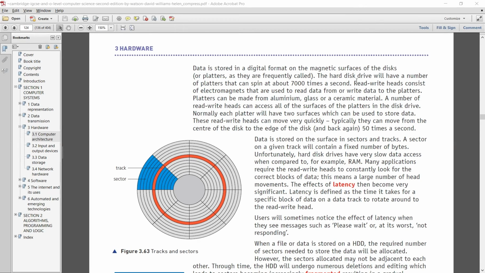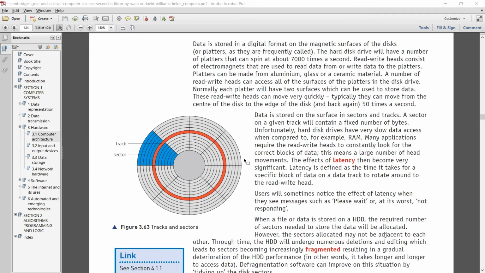Read-write heads, by the way, are there to store the data on the hard drive and to read the data from the hard drive. So the role of read-write heads is also important. And then you talk about the data stored on tracks and sectors, which I've already talked about.